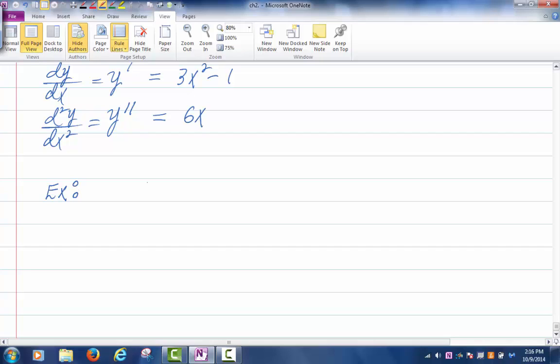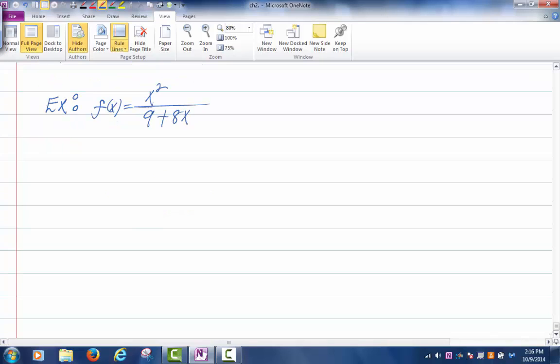X squared over 9 plus 8x? Yeah. Okay, and is there a name for it? F of x. Okay, so let's say you have this function and you want to find the second derivative. So how would I find the second derivative?